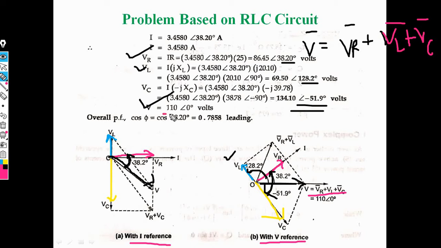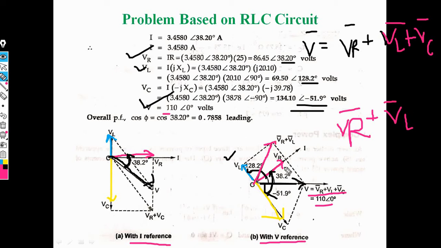But the voltage given is 110 angle 0. This is the reference voltage V. Now here we are taking the reference voltage with respect to VL and VR. That is, the reference voltage between VR and VL is VR bar plus VL bar.